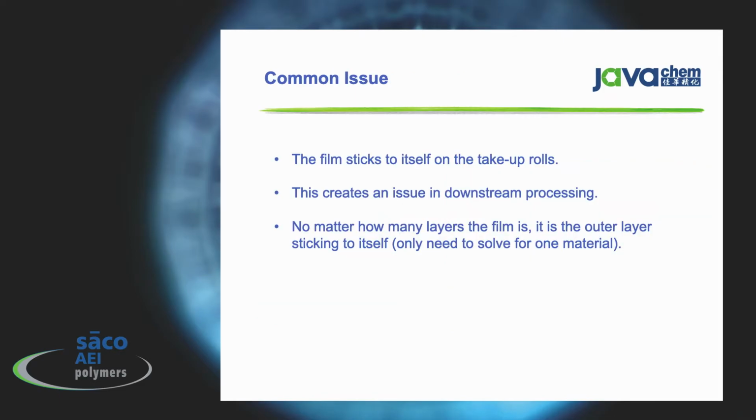So a common issue is the film sticks to itself, and on take-up rolls is the most common place where it sees that, but sometimes on the rollers or the guides themselves. And you can see this would cause issues in the downstream processing. And no matter how many layers of film there are on the finished product, it only affects the one from sticking to itself. So you only need to solve this problem for one material.